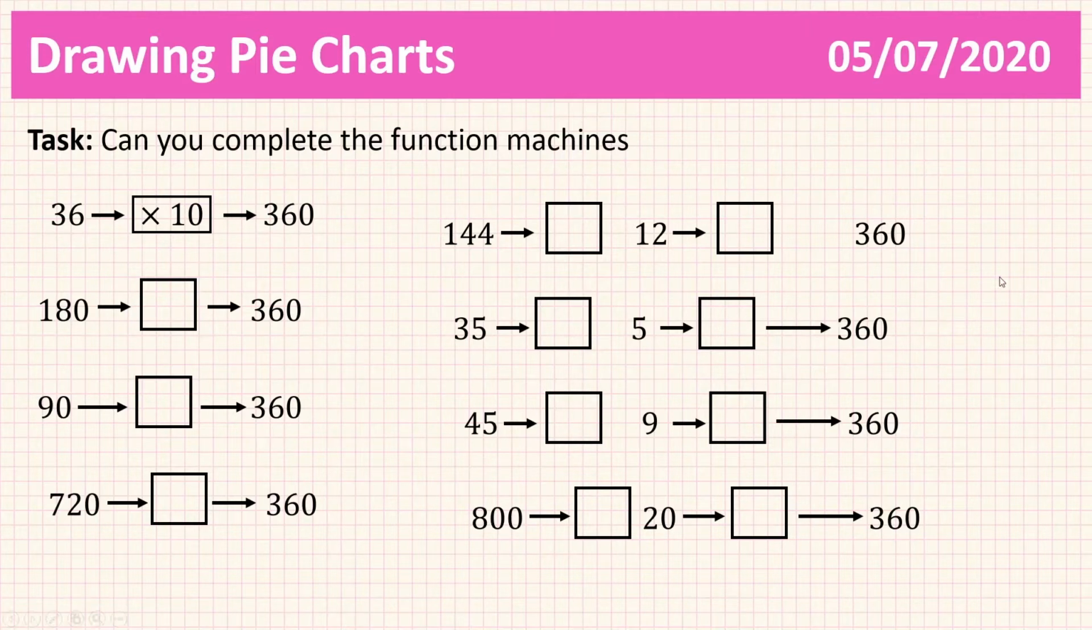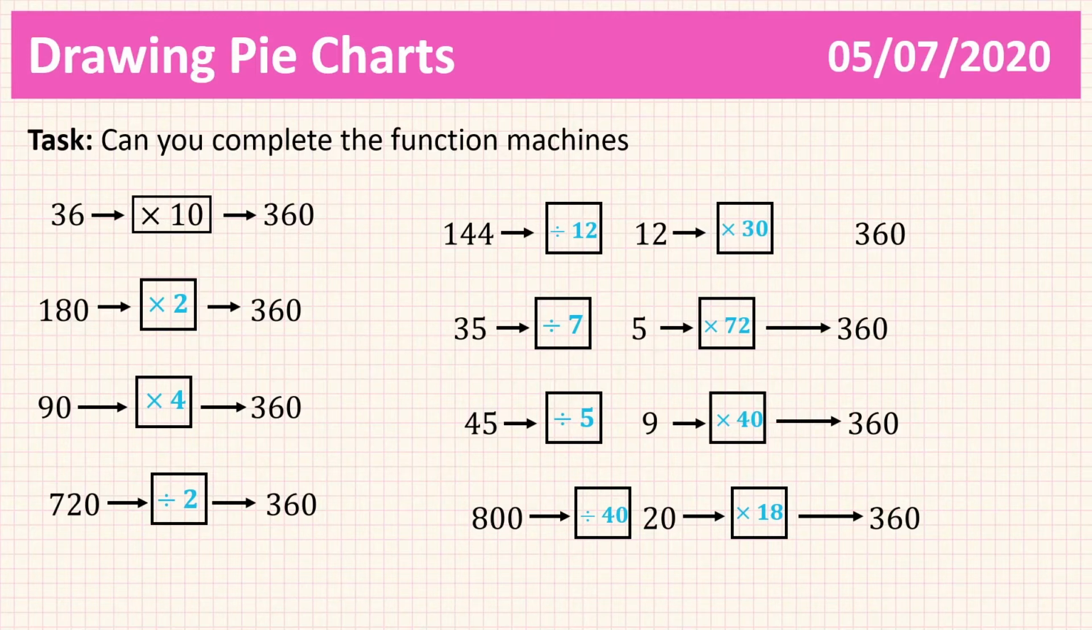Okay, so now let's have a look at these answers. So here are the answers for each one of these questions. You'll notice that for the two-step ones, you have to do two things. So for example, to get from 144 to 360, we divide by 12, then we times by 30. Just make our life a lot easier. You should have noticed also that all of the answers at the end are 360. And I've done that for a very specific reason, and it will make a lot of sense moving on.